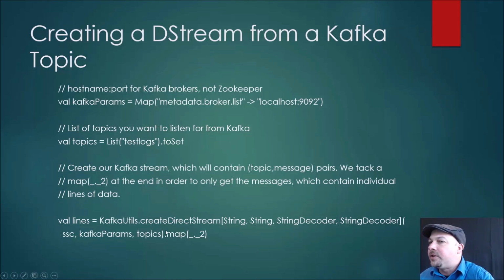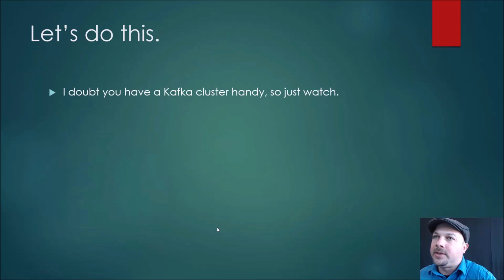So to actually create that stream, it's very simple. You just use the KafkaUtils object that's part of the package that we imported into our libraries. And once you do that, all you have to do is call .map on ._2 if all you want to do is extract the actual messages themselves. Since we're only listening to a single topic, we can just discard the topic name that's in the first element of the tuple and just extract the actual messages by mapping them to the second element of the tuple. So let's see it in action.